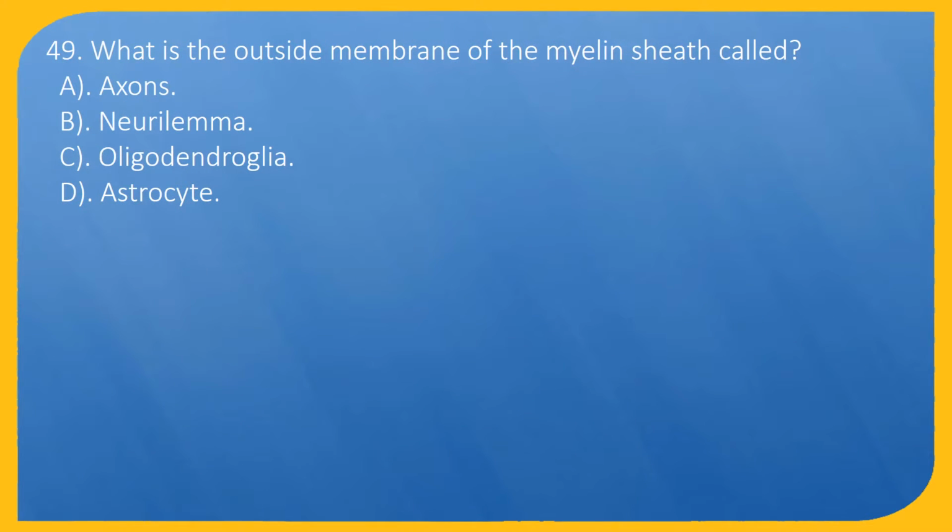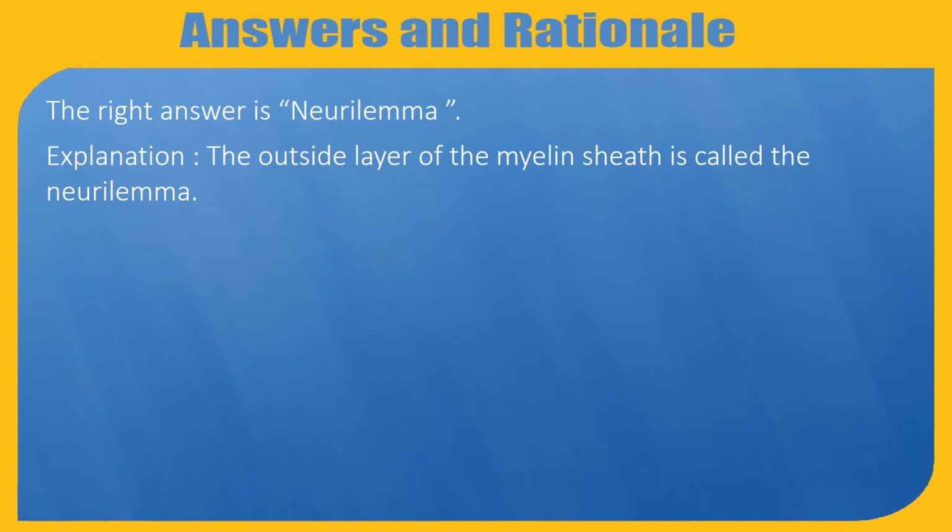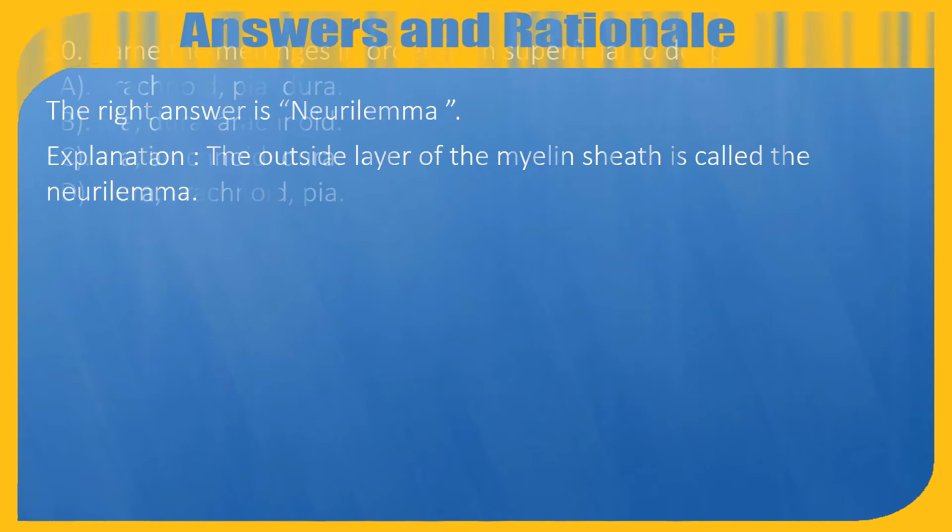Question 49. What is the outside membrane of the myelin sheath called? A. Axons. B. Neurilemma. C. Oligodendroglia. D. Astrocyte. The right answer is Neurilemma. Explanation: the outside layer of the myelin sheath is called the Neurilemma.